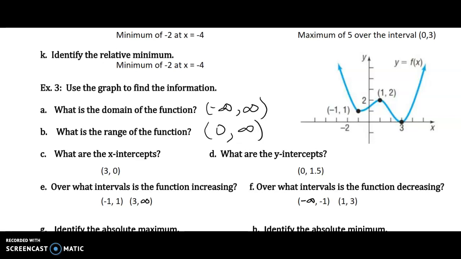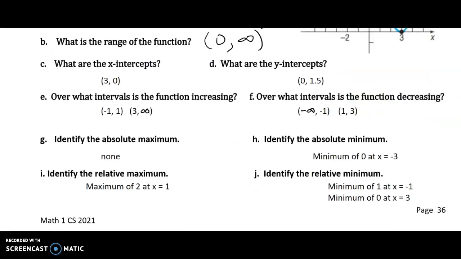The intervals for which this function is increasing is from -1 to 1, and also from 3 to +infinity. The intervals for which this function is decreasing are from -infinity to -1, and from 1 to 3 along the x-axis. There is no absolute maximum.